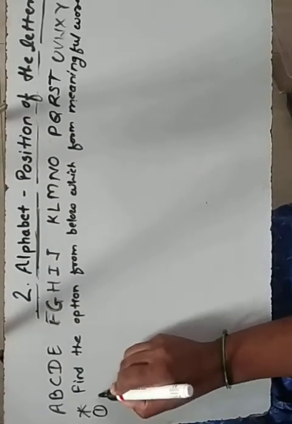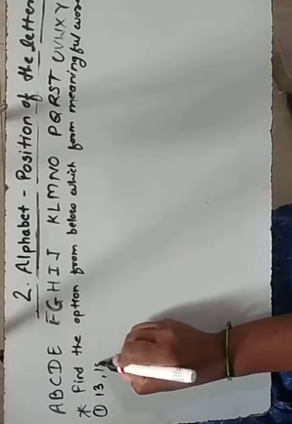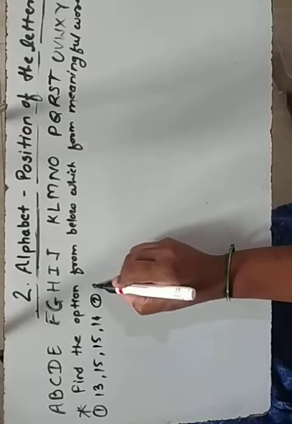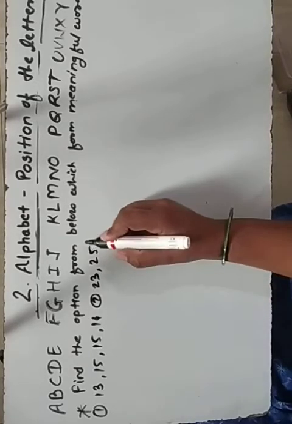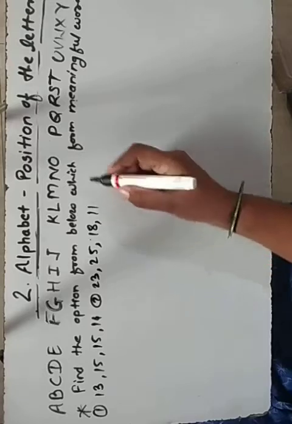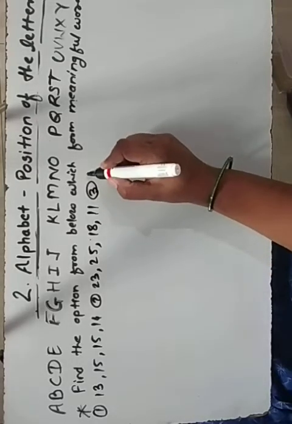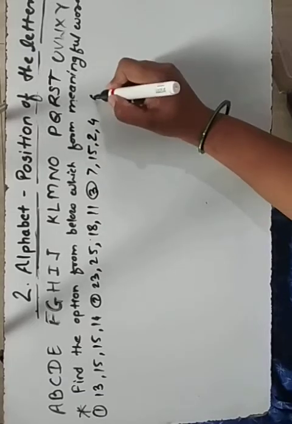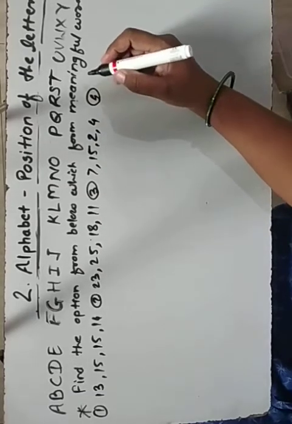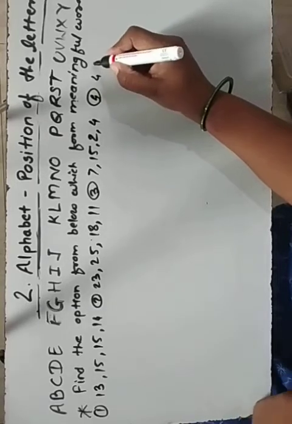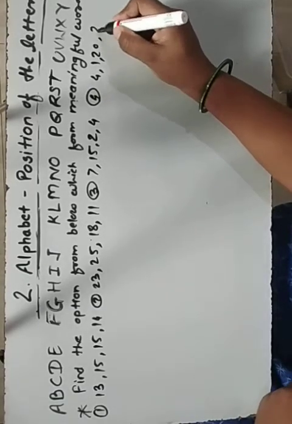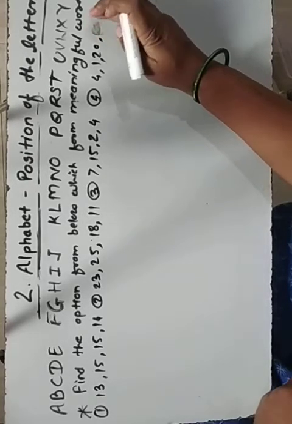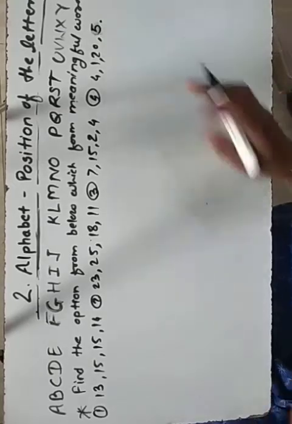The groups of numbers given are 13, 15, 15, 14. Second is 23, 25, then 18, then 11. Third group is 7, 15, 2, 4, and the fourth group is 4, 1, 20 and 5. So these are the 4 groups.